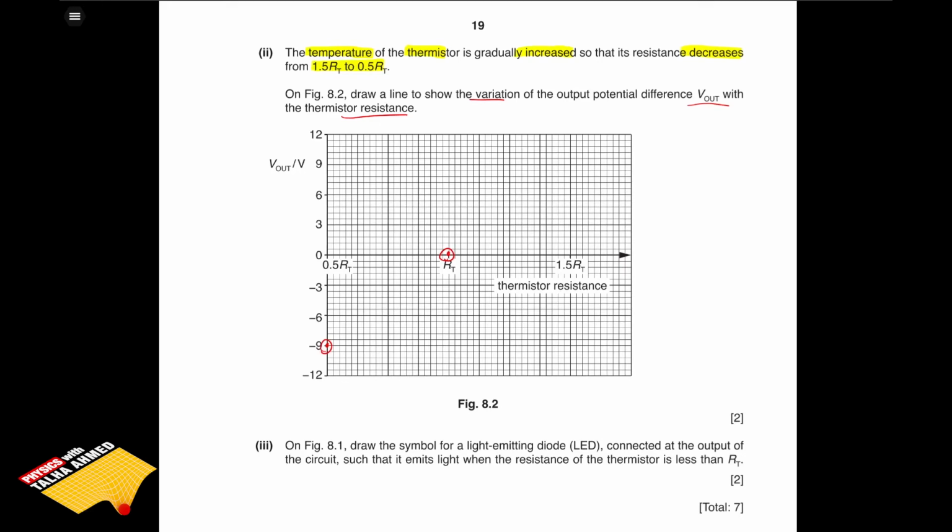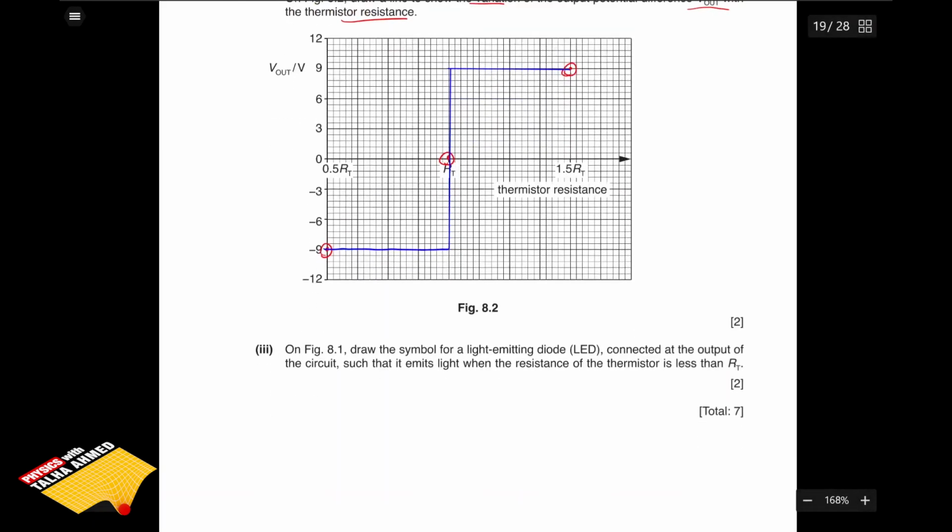And the value of the operational amplifier output cannot be greater than these plus 9 or minus 9 values, because it is the value at which it saturates. So we're going to make two straight lines, one at minus 9, one at plus 9, at the values which are other than RT. And at RT the value is going to exactly cross the zero mark, and that's it. That's the entire graph.